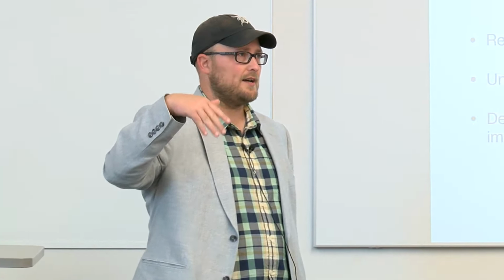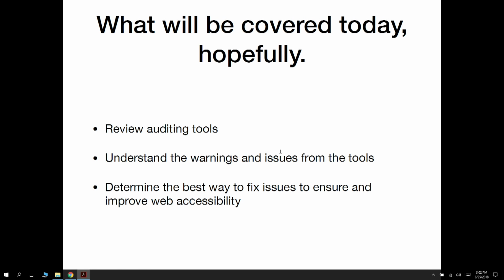What we're going to talk about today is, first, we're going to review some auditing tools. A couple of these tools are built right into your browser, and another one is a website that we'll be going through. Second, understand the warnings and issues from the tools. As we use these tools, we'll look at some of the warnings and errors and ask what these errors mean, so you can get a little more comfortable with these auditing tools. Third, once you know what the errors are, let's fix them, so we'll talk about fixing some of the basic ones. And that is pretty much an extension of things we've talked about in the previous web accessibility workshops we've done so far this year.